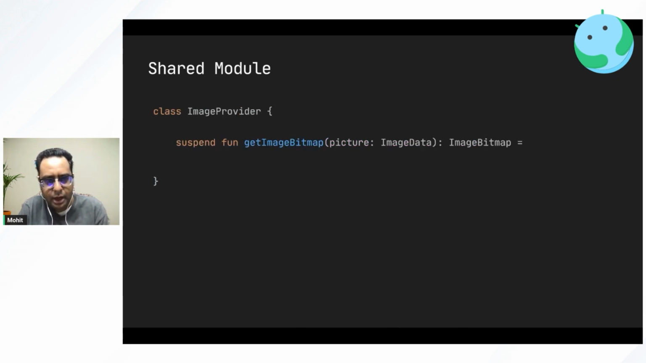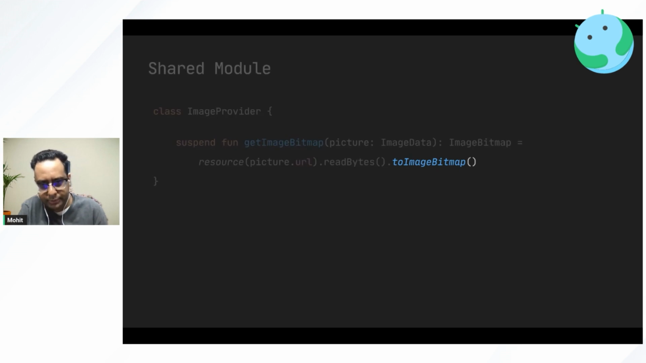What I did is create an image provider, and it returns an image bitmap. This method called resources is what's provided by this library, components resources. I'm giving it a local URL and basically getting the bytes. Then I have to define a method to transform that into a bitmap, and that's where I could use expect and actual declarations. So how do you implement this?